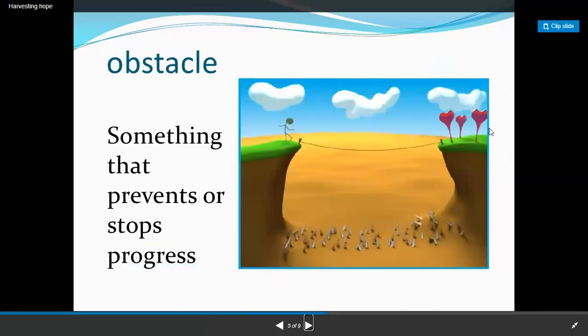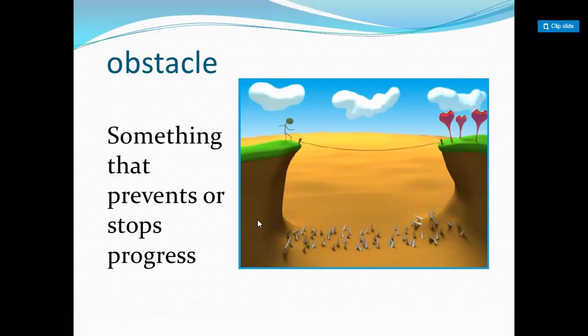It's thick bushes. Obstacle, for example: this person wants to go from this area to this area, but he has the obstacle that he has to go over this hole without hurting himself, because if he fell down he would die. So he's trying to cross without hurting himself, and he has this place as an obstacle. What does obstacle mean? Something that prevents or stops you from progressing or from going to another area. We call it an obstacle.